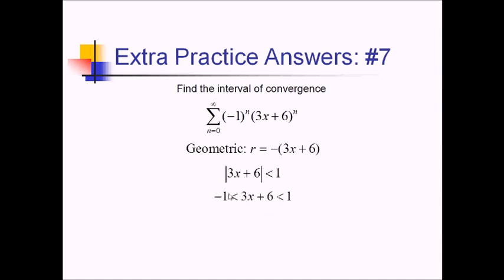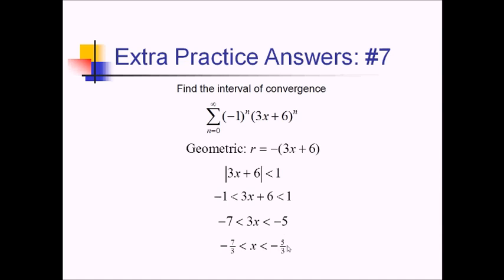Let me subtract 6 everywhere. So this will be -7 less than 3x less than -5. And now dividing by 3 to isolate x, I have -7/3 less than x less than -5/3. And this will be my interval of convergence.